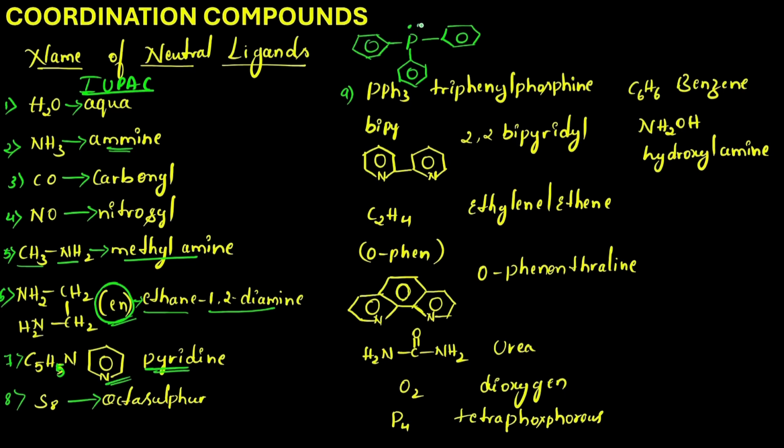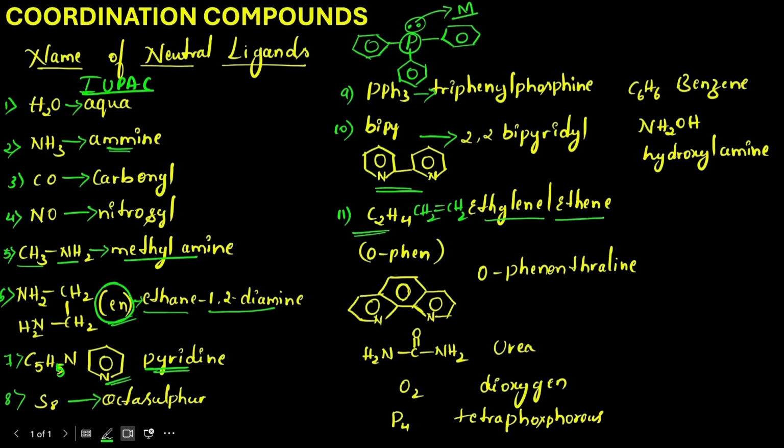Here phosphorus has a lone pair of electrons and this lone pair of electrons is donated to the metal atom. Therefore, phosphorus is the donor atom. It is named as triphenylphosphine. Next one is bipyridine. This is the structure of bipyridine, which is named as 2,2'-bipyridyl. Next one is C2H4, which can be written as CH2=CH2, which is named as ethylene or ethene. Next one is orthophenanthroline. This is the structure of orthophenanthroline. Here, 2 nitrogen atoms are the donor atoms.